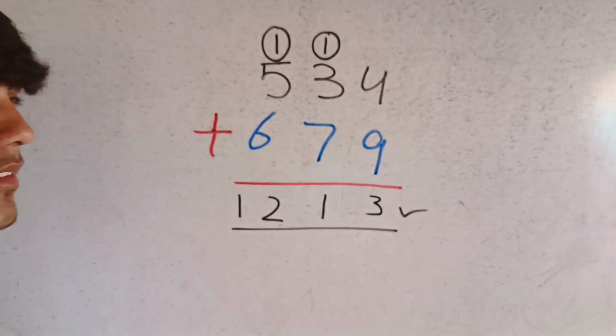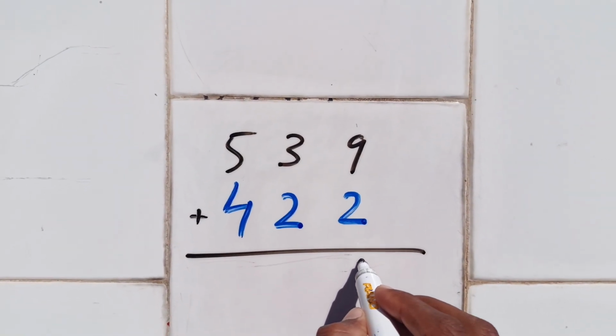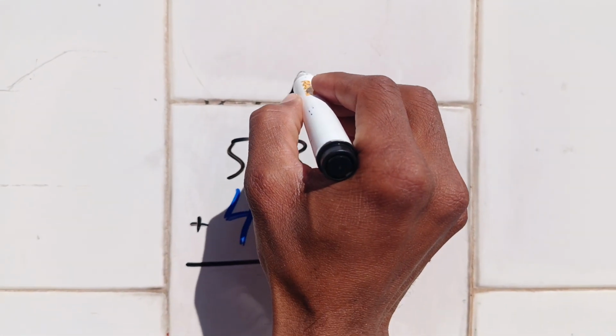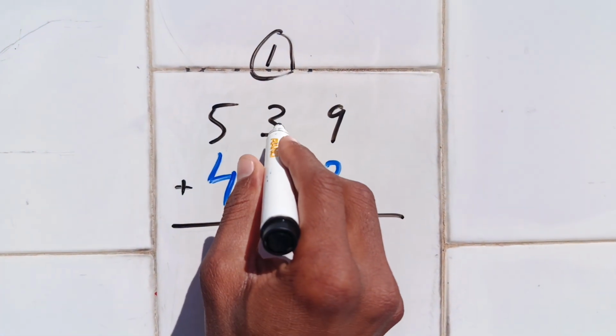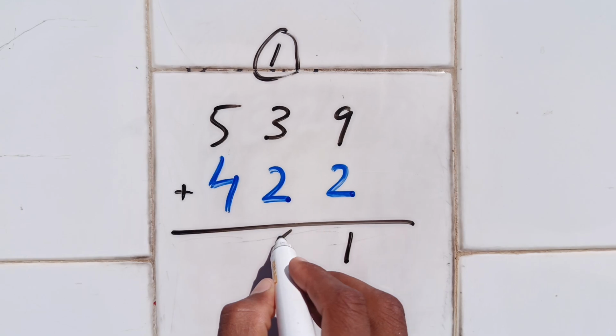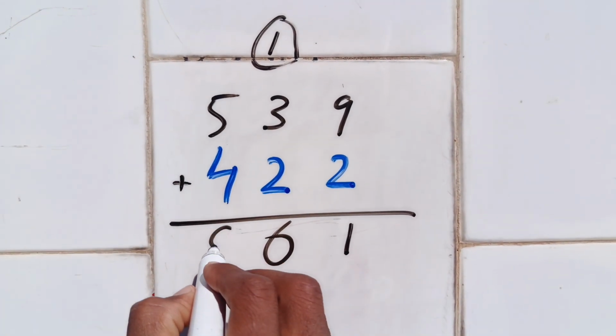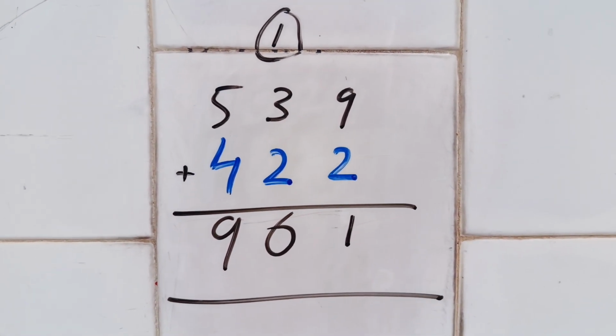Now we are going to learn 3-digit addition again. 2 plus 9, 11, and 1 carry. 3 plus 2, 5, and 1 carry add 6. 5 plus 4, 9. It is easy.